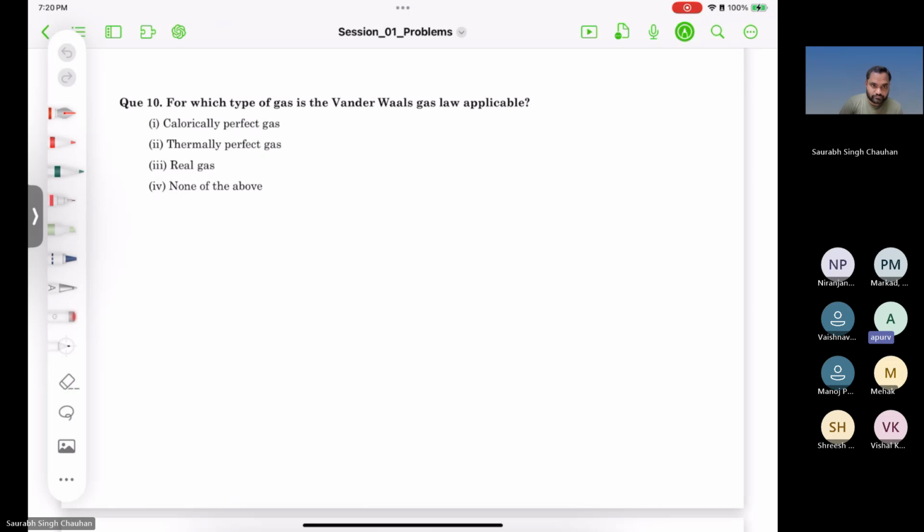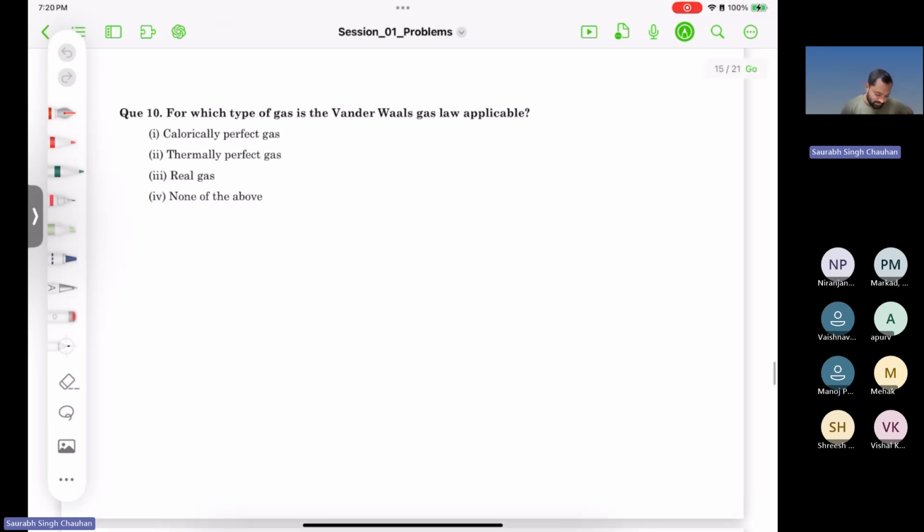Yes, sir. The constants are taken 0. Yes, those constants you can make in such a way that it is the same as the ideal gas. But since we have to select only one option, then probably the third option will be the best one. Okay, but you can select these two as well.